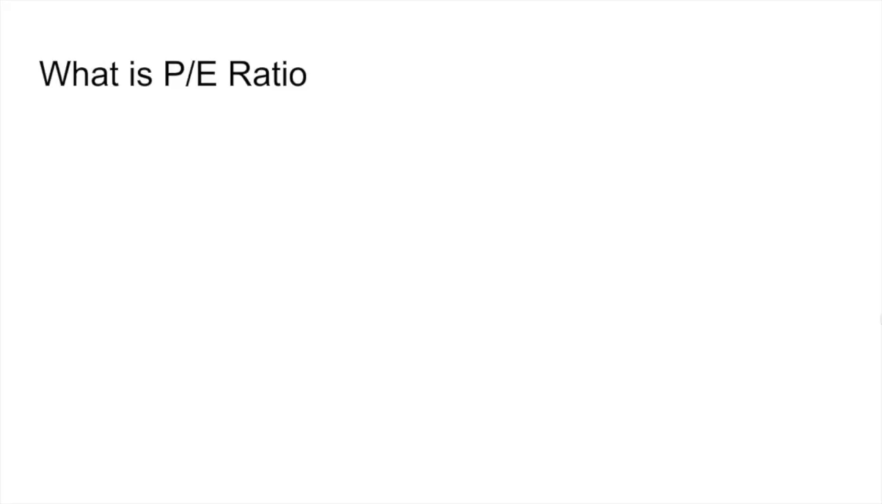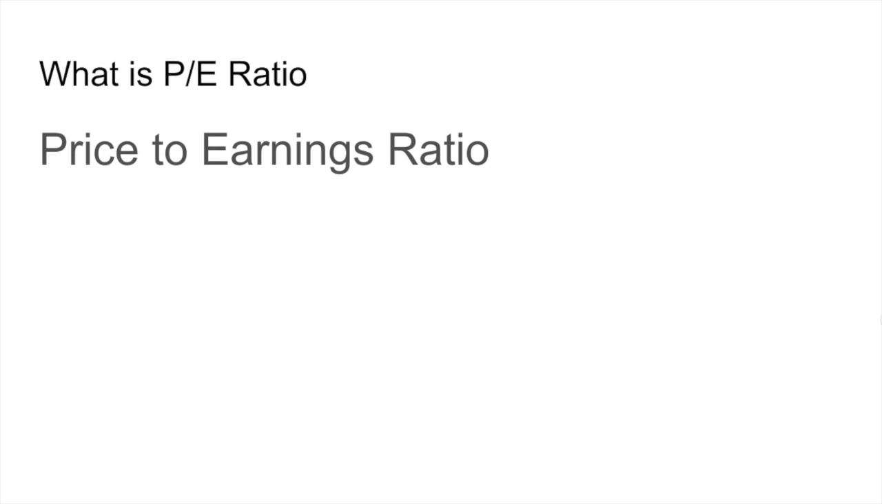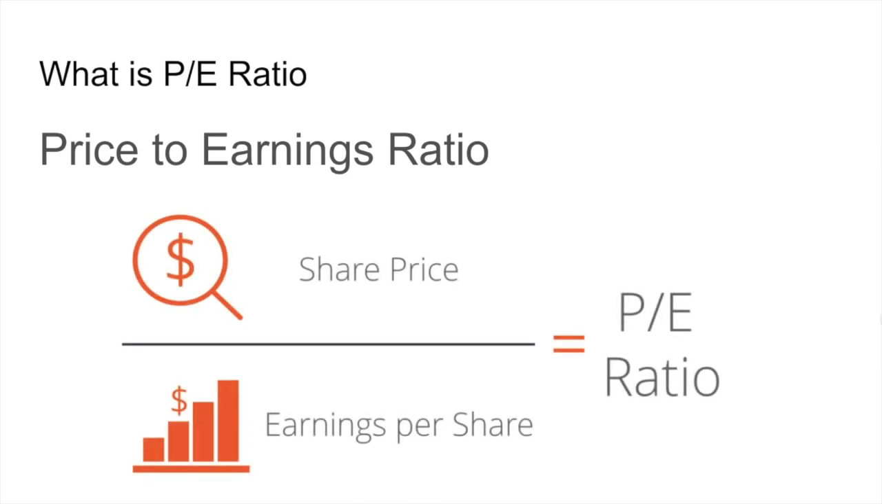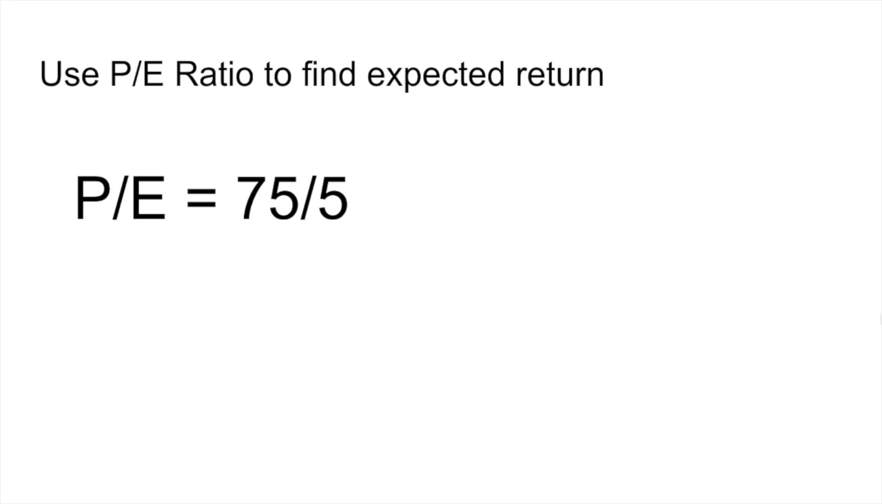What is the PE ratio? PE simply stands for price to earnings. What this means is the ratio can be found by taking the share price of the stock divided by the earnings per share. This ratio is useful because we can compare what we can buy the company for with the amount of money the company is making. We can also use the PE ratio to find the expected return of a stock.